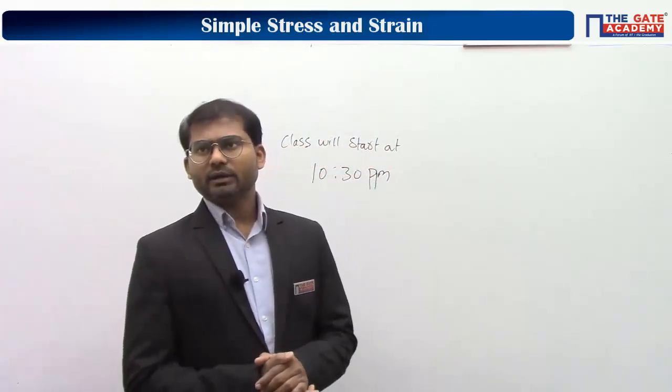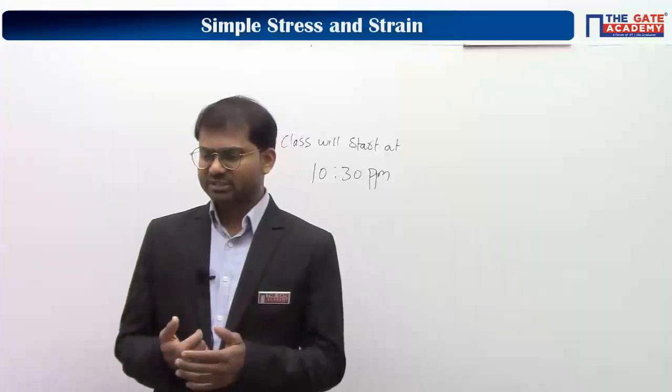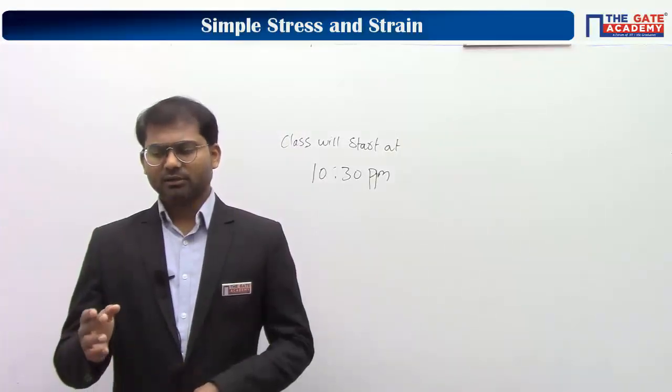Now, can anybody give me the answer for this question? I hope I have given this question as homework. Let's look into this question. It's given: consider the stress strain curve of an ideal elastic plastic strain hardening material as shown in the figure. The metal was loaded in uniaxial tension starting from O. Upon loading, the stress strain curve passes through the initial yield point at P and then strain hardens to point Q. So P is the yield point, and after P plastic deformation starts. They are saying the strain hardening has happened up to point Q.